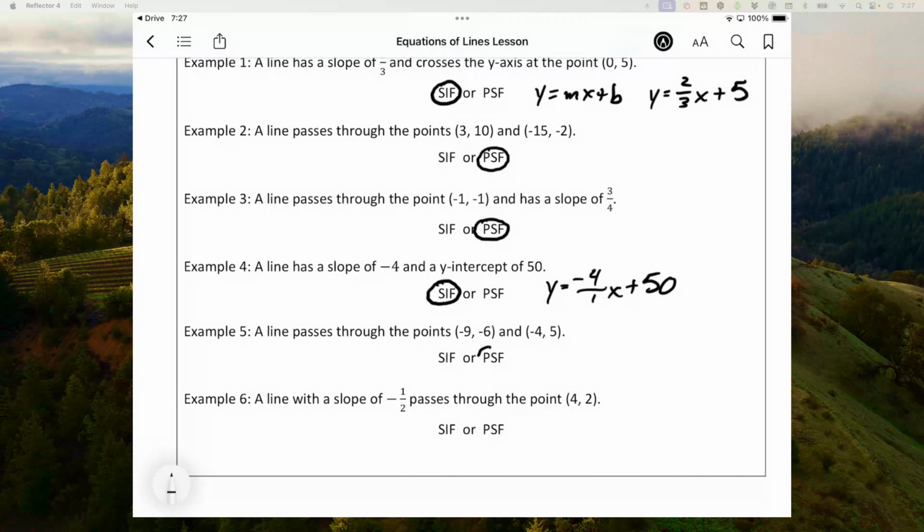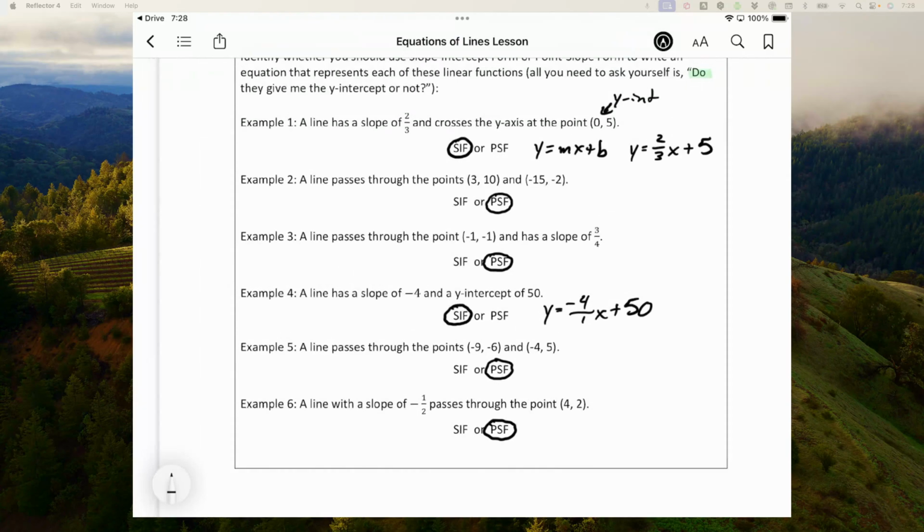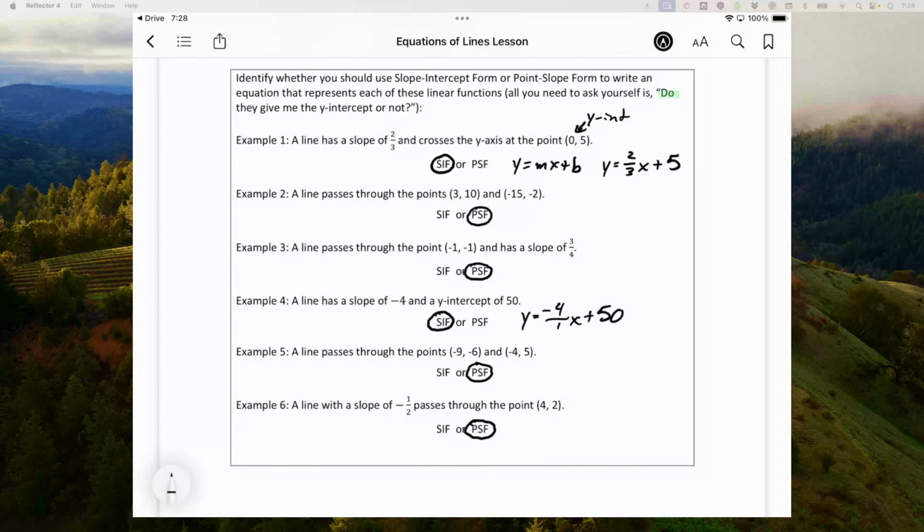I do not have a y-intercept. That is going to be point-slope form that I need to use. And then a line with a slope of -1/2 passes through the point (4, 2). I do not have the y-intercept, so I would need to use point-slope form on that one as well.